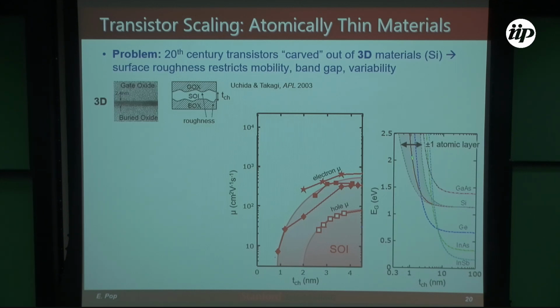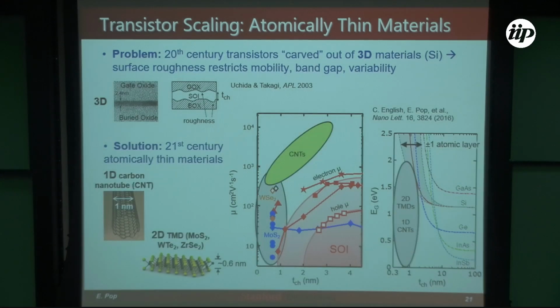And by the way, that's not only true of silicon, it's true for gallium arsenide, germanium, any of the 3D bulk semiconductors. This is what happens. That's bad for variability. So this is where 2D materials and really, honestly, 1D materials like carbon nanotubes really come in as well. Because what we call these 21st century atomically thin materials, when these are naturally thinner than 1 nanometer, their mobilities are not bad. They're not great, but they're not bad.